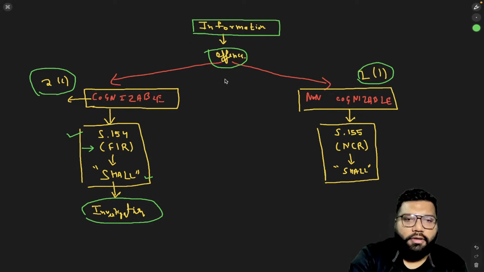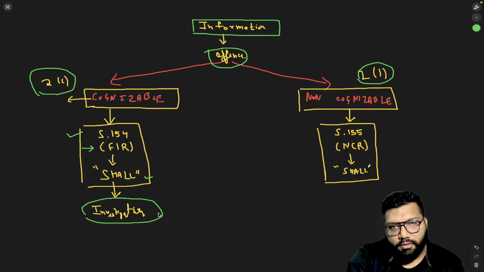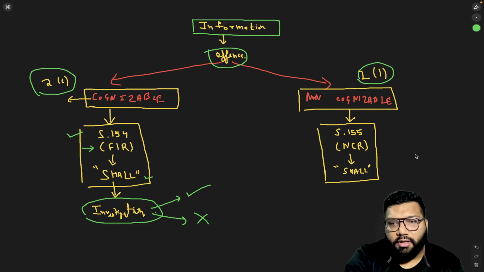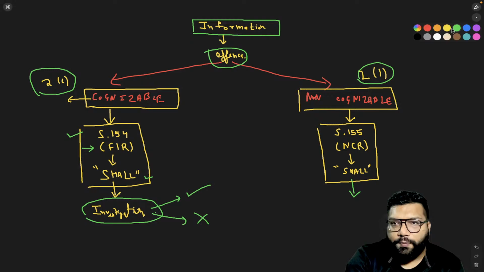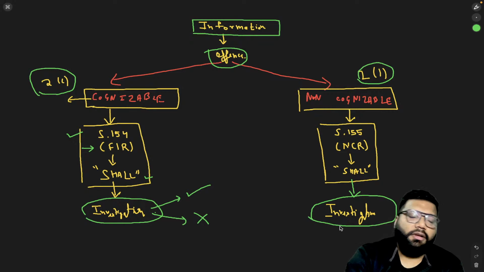Now coming to investigation, this is something which is optional. It is at the discretion of the police officer whether he wants to do the investigation or not. But in the case of an NCR, when it comes to the concept of investigation, it can be done only after getting prior permission from the concerned judicial magistrate. Then only can the police officer do the investigation.